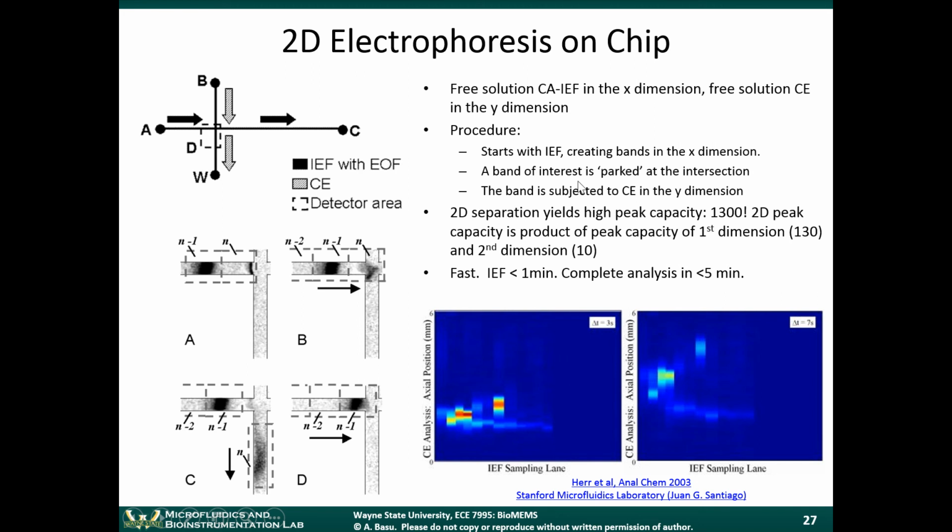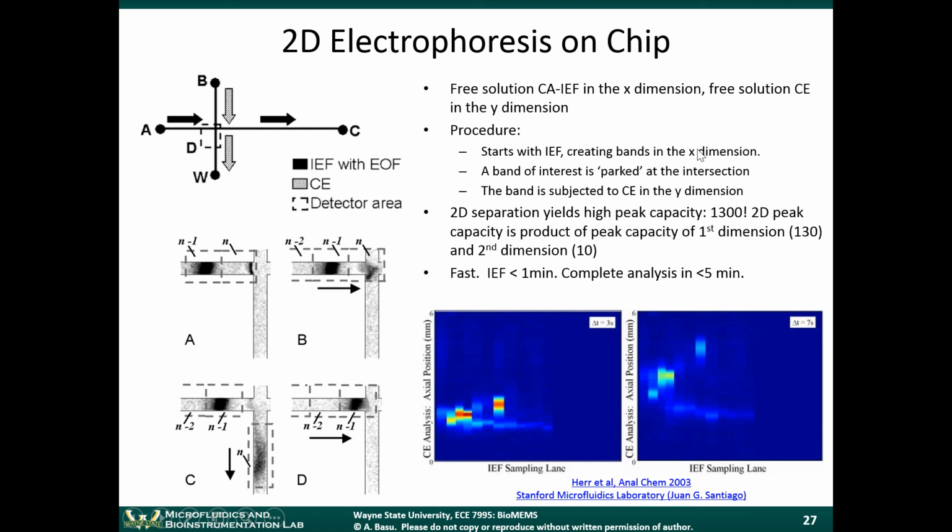They perform isoelectric focusing in the X dimension and then capillary electrophoresis in the Y dimension. Now notice that they're not using a big slab of gel. They're using just a simple cross channel like this. So it's kind of interesting how they do this.